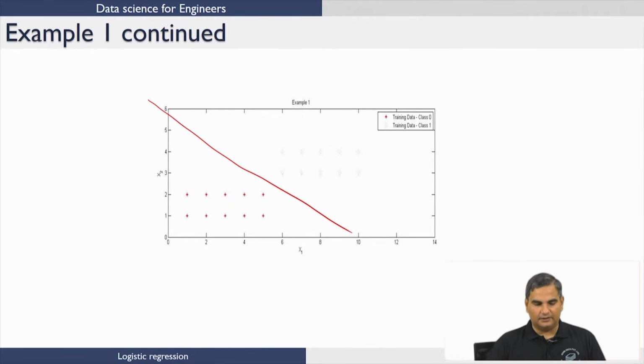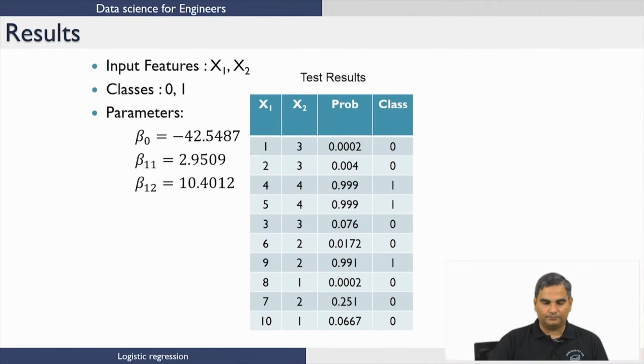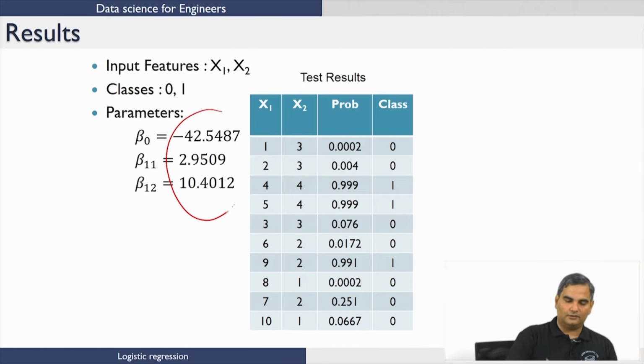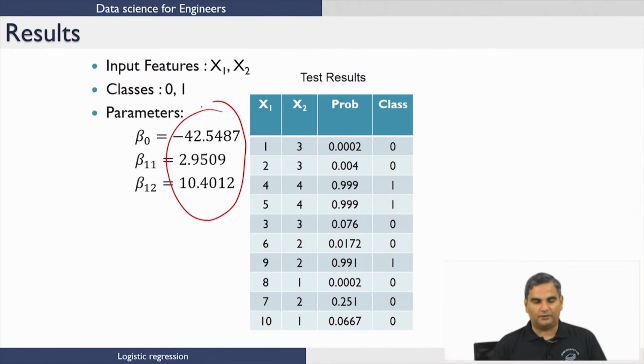This problem is linearly separable, so you could come up with a line that does it. Let us see what happens if we use logistic regression to solve this problem. If you did a logistic regression solution, then in this case it turns out that the parameter values are these. And how did we get these parameter values?